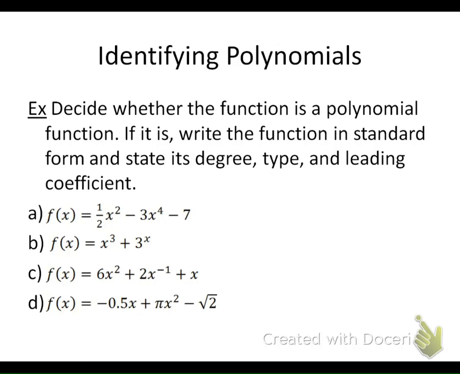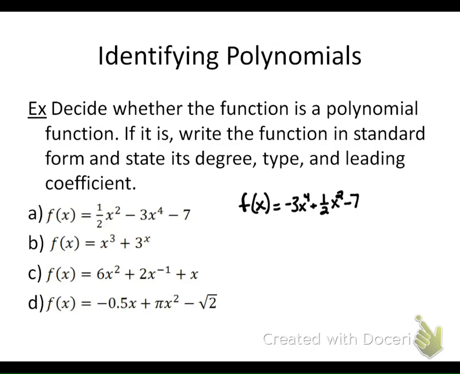If it's a polynomial, let's write it in standard form. We have to go in decreasing order by powers. So what term should go first? Be careful. It's going to be negative 3x to the fourth. What goes next? And last but not least, the constant term, minus 7.